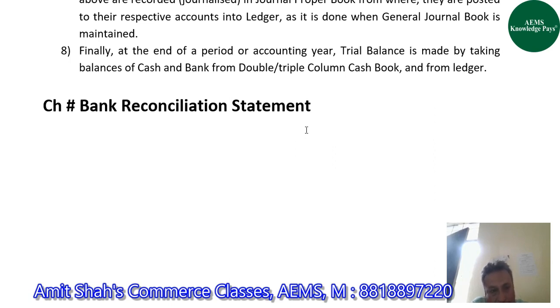And apart from that, we also do transactions with our customers, suppliers and other parties through bank. For that, in our books, we maintain either a bank account in the ledger or we make a bank book, that is a double or triple column cash book, right? At the same time, bank also records these transactions in its own books. I hope you are getting my point, guys.